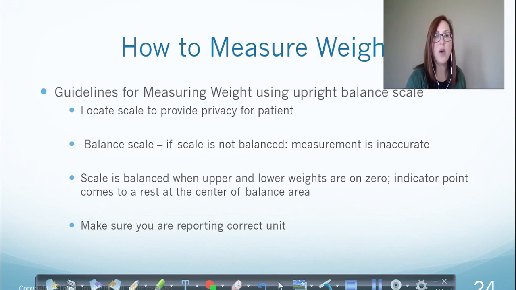So if we talk about how to measure weight, it's helpful for it to be in a private area. It's not always. What you want to make sure you're not doing is saying the patient's weight or their height out loud. If they want to know what it is, you can certainly tell them, but I try not to shout that out.